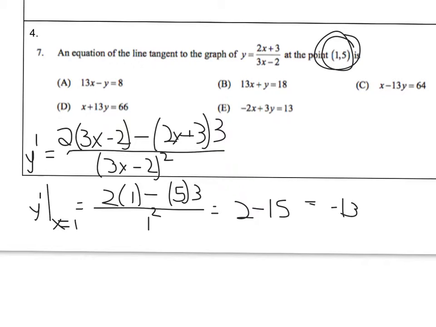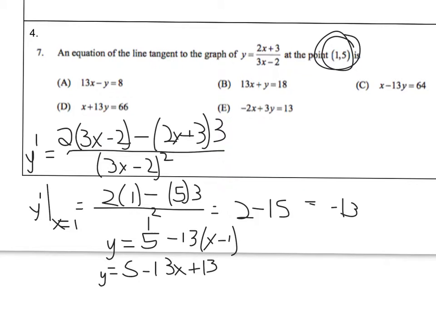Now, these equations are in standard form. So y equals the y value minus the slope times x minus the x value. So that's going to be y equals 5 minus 13x plus 13. So that equals 18, so I pick this one. Now, we were also asked, if I shrink this, about 1 over x plus 3. I'll address that on the next page here.